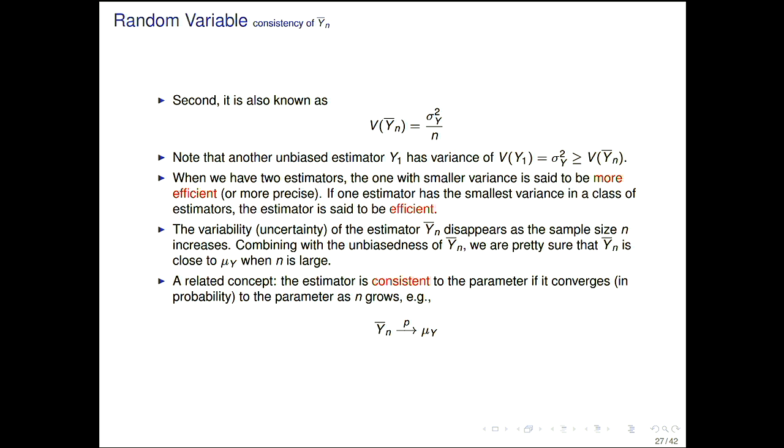You have a class of estimators, and one of them has the smallest variance. Then you say that that estimator is the most efficient, or just simply efficient. So efficiency is another statistical property that you want to have when you have an estimator.